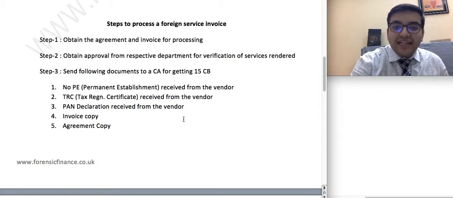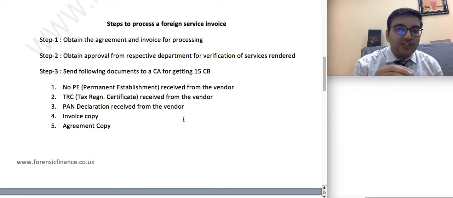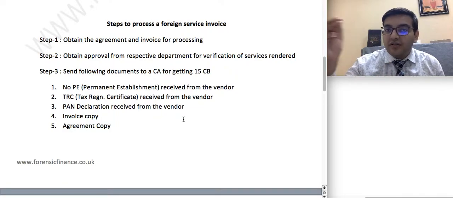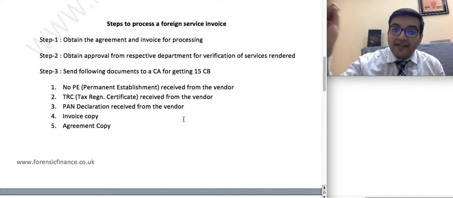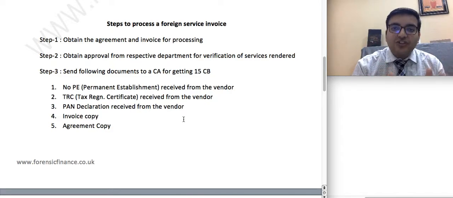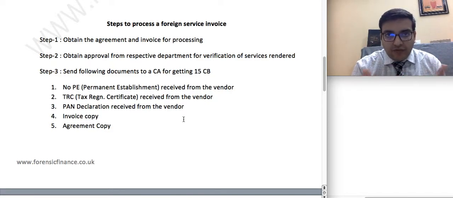Number 2, TRC, tax registration certificate. Supposing Facebook is not registered in India, then they will be registered in the US, right? And they will be paying taxes there. So they have a tax registration certificate. You have to ask for it.